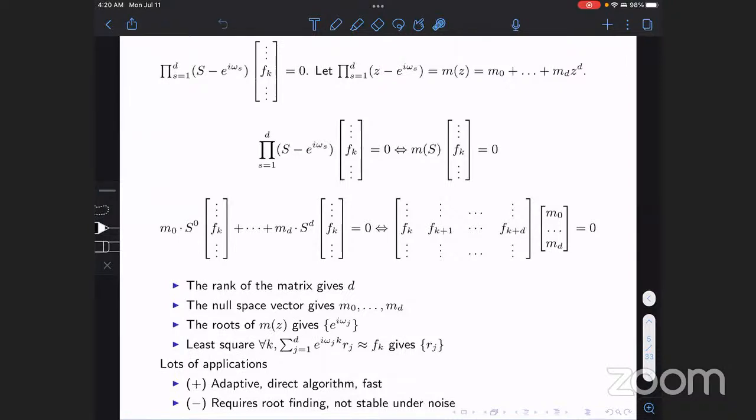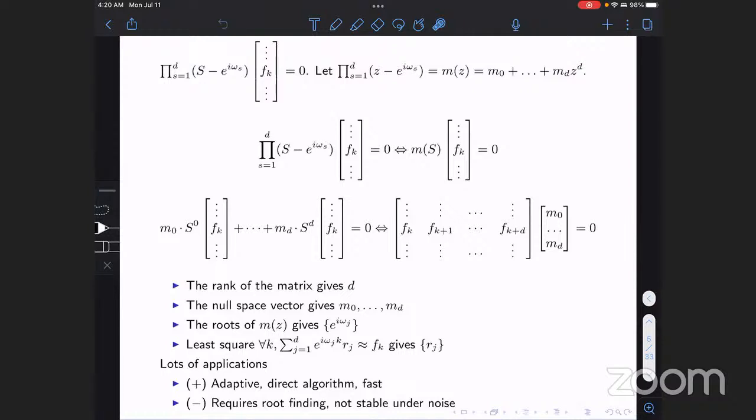Now, by looking at this equation, we see that the rank of this matrix is actually going to give us d, and the null space of this matrix, which is one-dimensional, is going to give us coefficients m0 to md, as any non-zero vector in the null space. Once we have these coefficients m0 to md, we can form this polynomial m(z), and by finding the roots of m(z), it will give us these e to the i omega_j s, which are the frequencies we need. Okay. So once we figure out these frequencies, we can solve this least squares problem to figure out the weights Rj. This is the key idea of Prony's method.